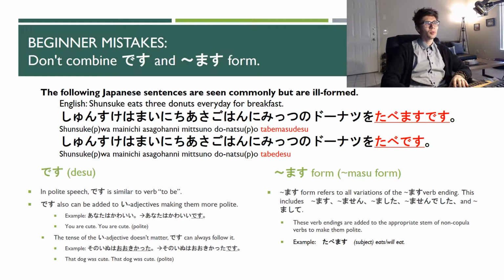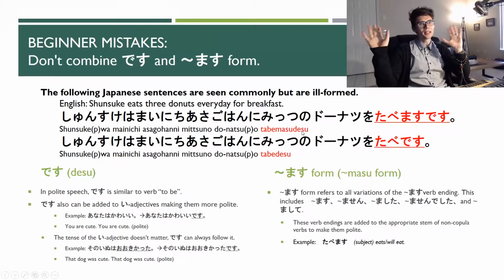So this example we have here says, Shunsuke wa mainichi asagohan ni mitsu no donuts wo tabemasu desu. This is like saying Shunsuke every day eats 3 donuts for breakfast. Is! You don't need that last is, it's just not necessary.